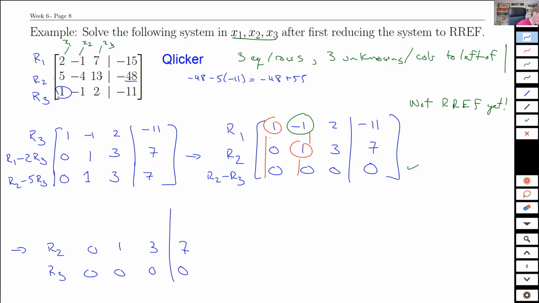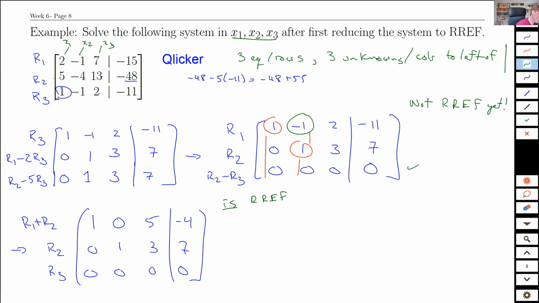And then I want to get a 0 in the spot here. So I just take row 1 and I add it to row 2. I'll get 1 plus minus 1 or minus 1 plus 1, and that'll work perfectly. So row 1 plus row 2 is going to give me 1 plus 0, 1, minus 1 plus 1, 0, 2 plus 3 is 5, minus 11 plus 7 is negative 4. Perfect. This is an RREF form.